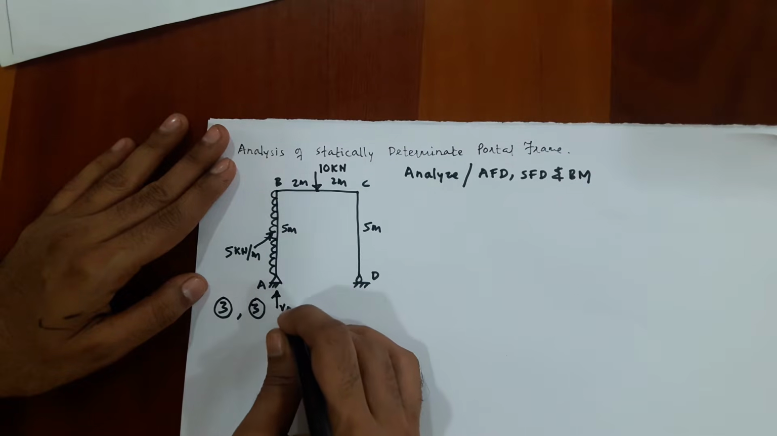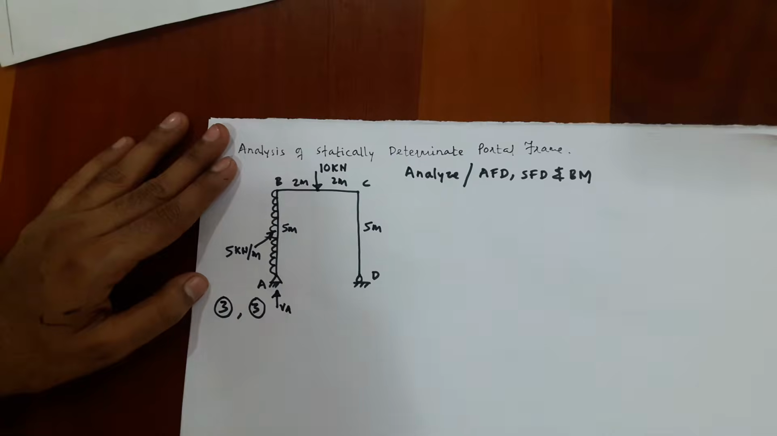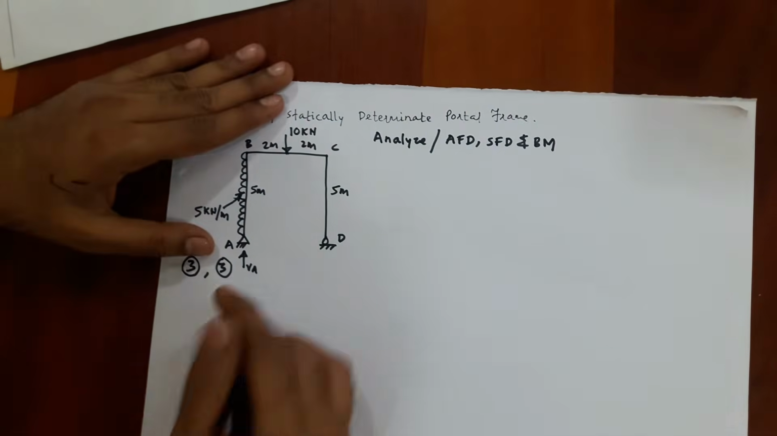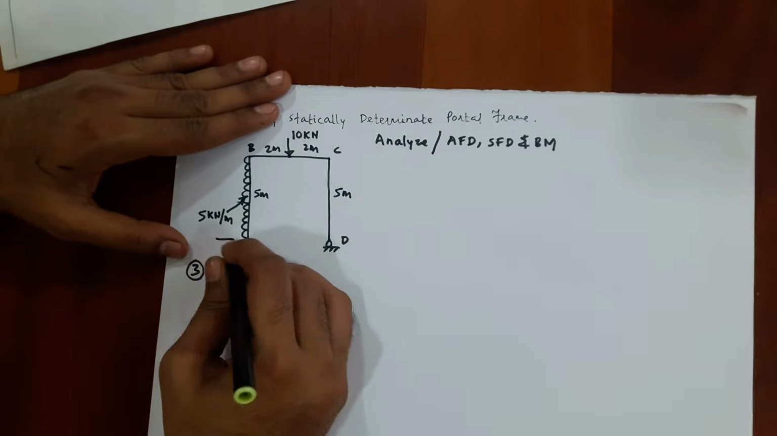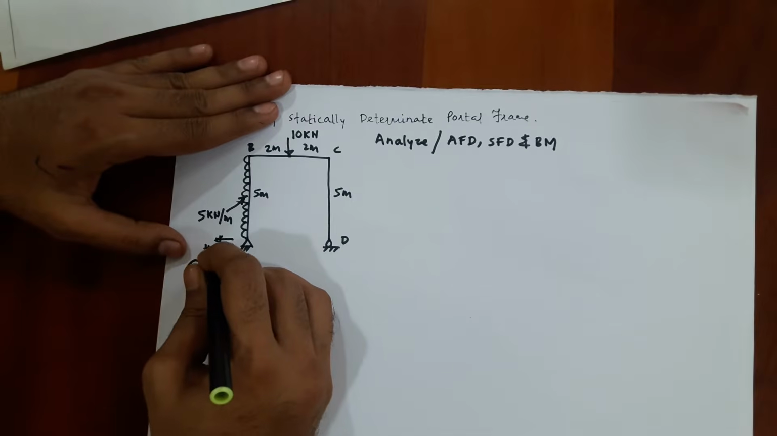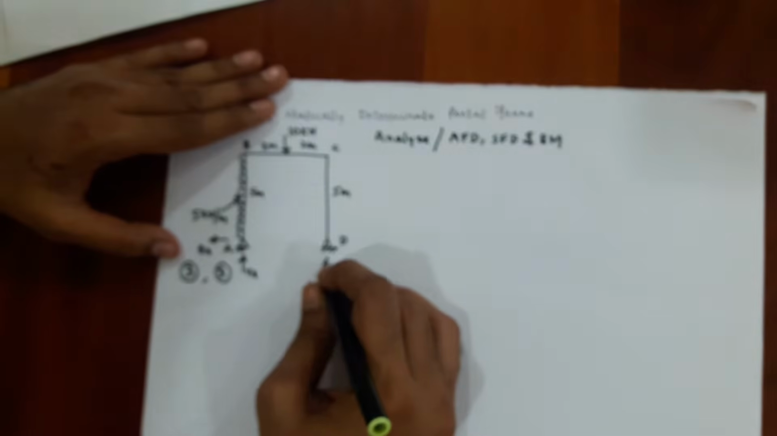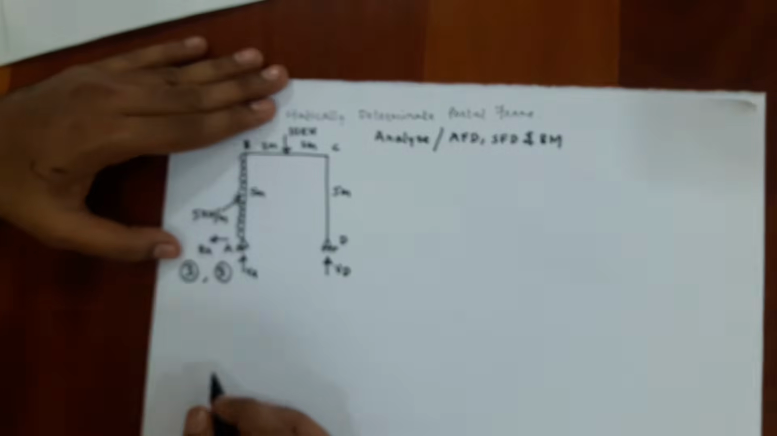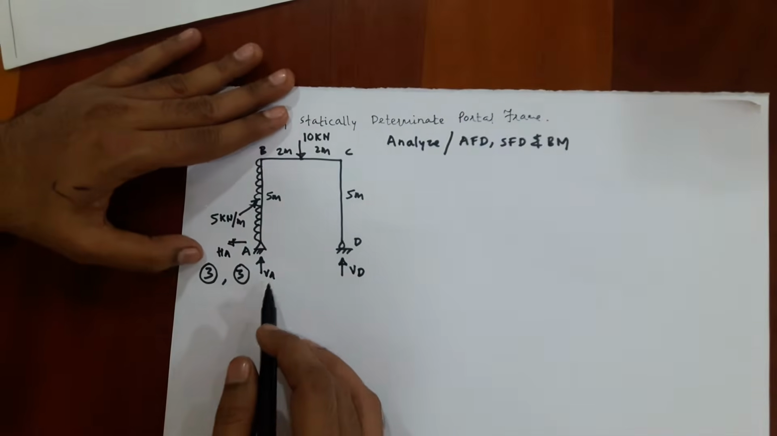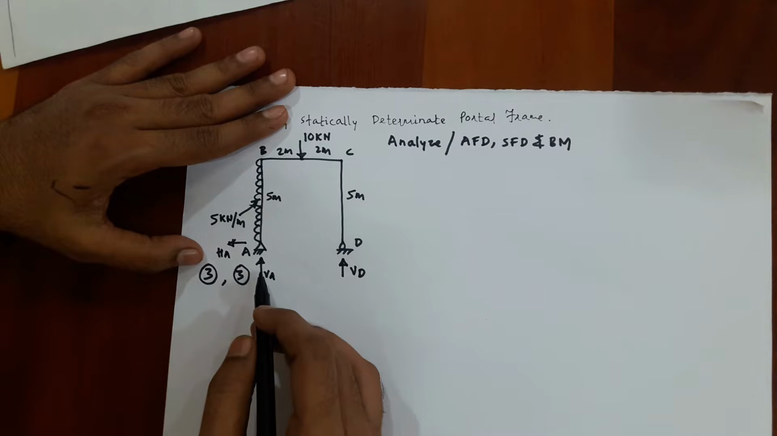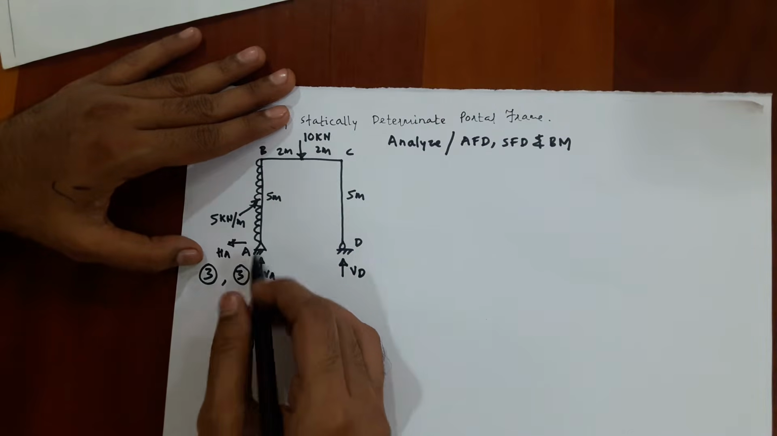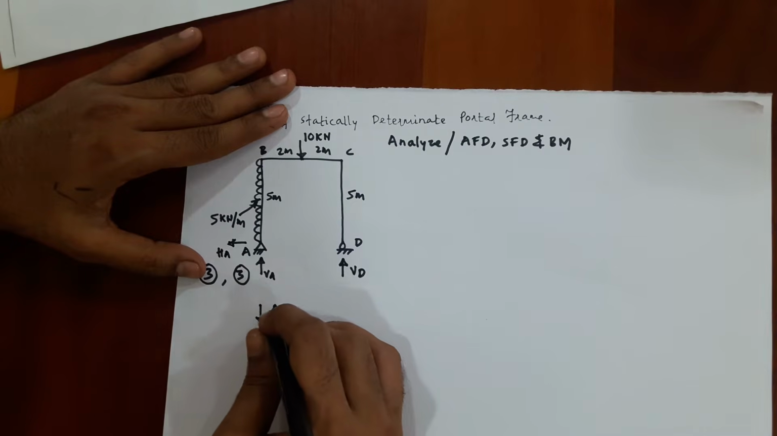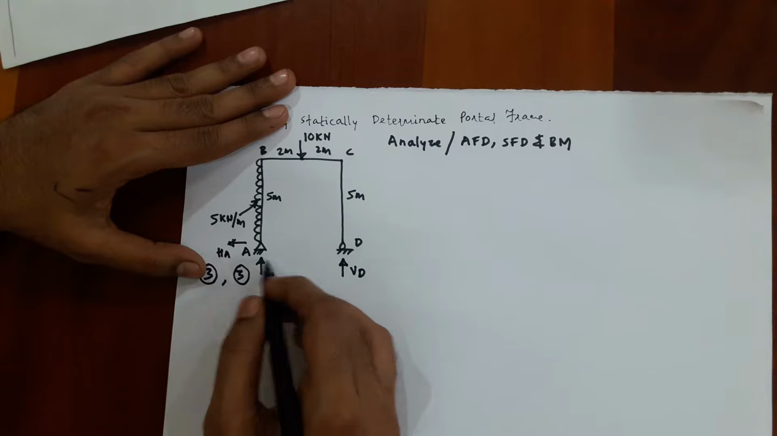Here it is, so here we have VA, horizontal reaction at A. Here only one reaction we are having, VD, because it is roller support. And here see vertical reaction at A. I am assuming towards upward. Vertical reaction, it may be downward, it may be upward, but we don't know where we have the reaction.